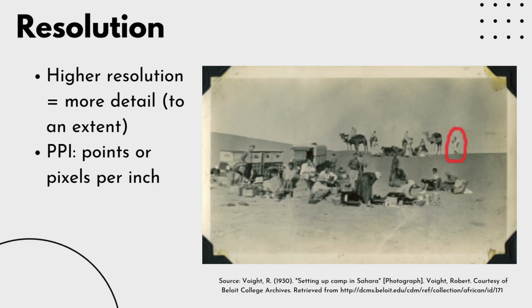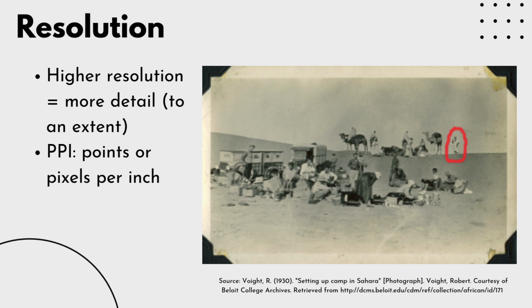So let's talk about resolution. Resolution is one of several settings that you'll customize in your scanner settings for two-dimensional items. In general, a higher resolution of pixels per inch always makes a more detailed scan of your photograph, to an extent, which is what we're talking about in this section.